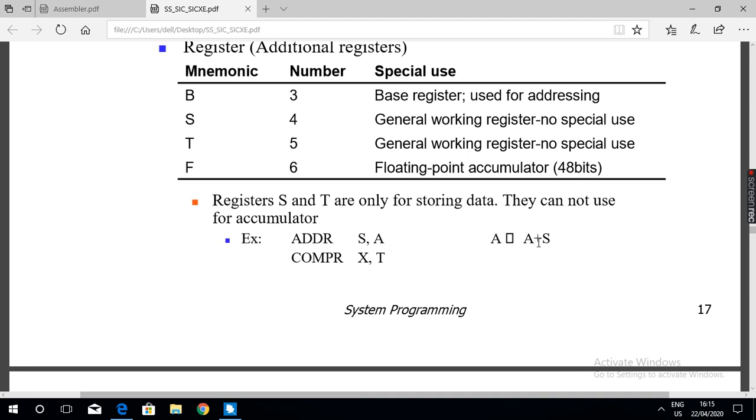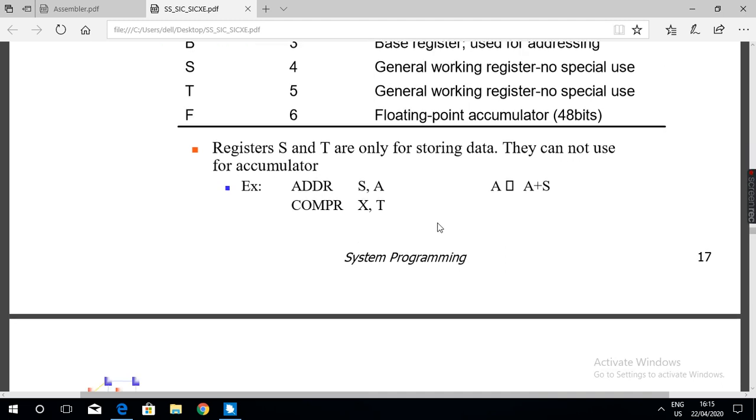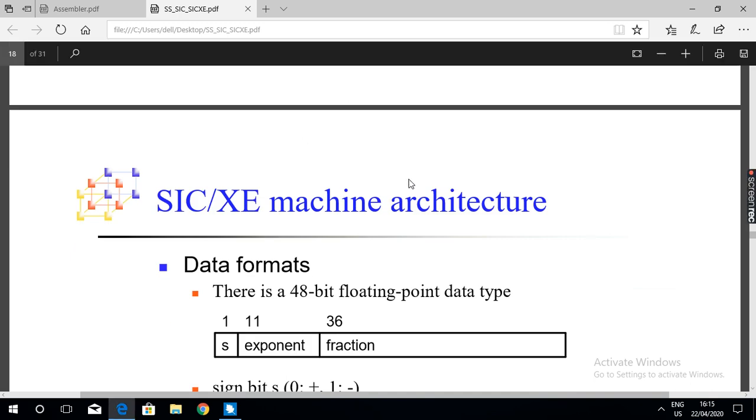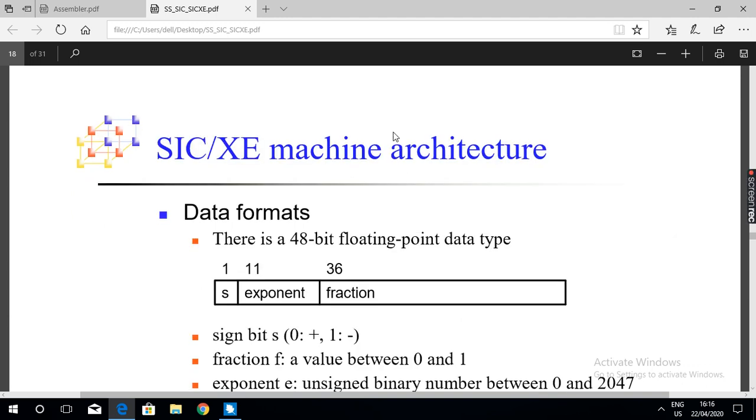They cannot be used as accumulators. Only register A is meant for accumulator. Okay. Next, data formats. You know data formats of SIC machine, isn't it? Whatever the data formats of SIC machine, that is also followed by SIC/XE.